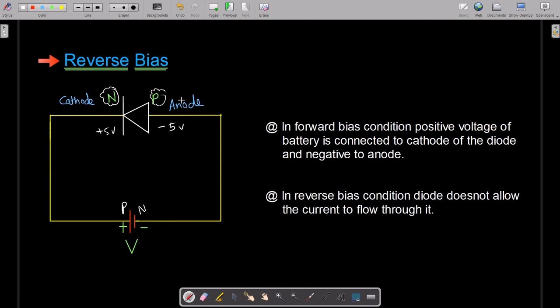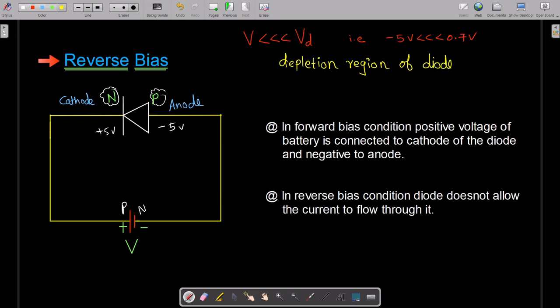So due to this your depletion region increases. Let me write over here: in reverse bias condition, since your V, that is the excitation or external voltage, is very much less than the depletion layer voltage, let's suppose with respect to the P terminal I am applying minus 5 volt, which is very much less than 0.7 volts. Due to this the depletion region or the depletion layer of the diode increases and increases, and therefore current can't flow, because obviously current flows because of electrons.